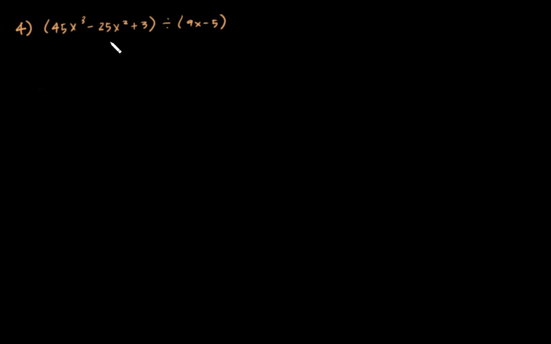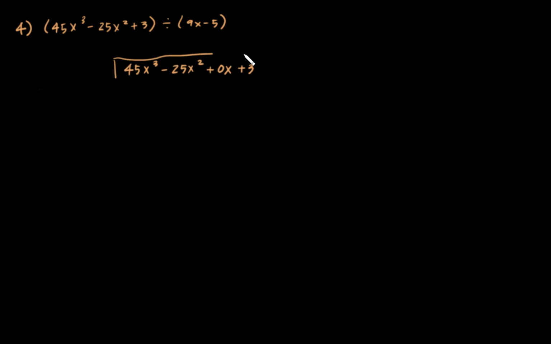You could look at the dividend right here. We have some terms missing. What terms do we have missing? Well, we have a 45x cubed minus 25x squared. We have a 3, 2, but we have a 1 missing. So we're going to go ahead and fill that in. Plus 0x and then plus 3.